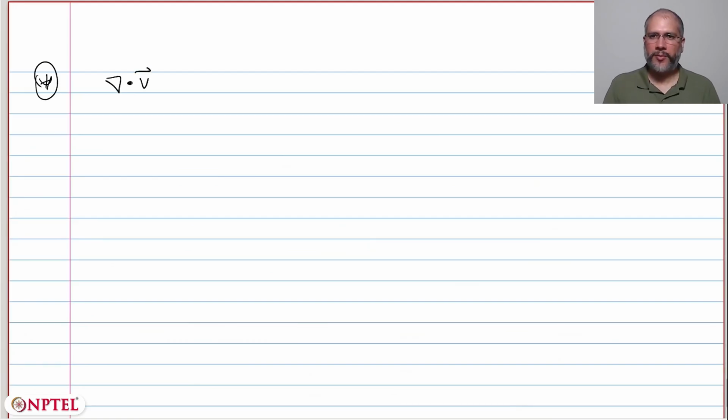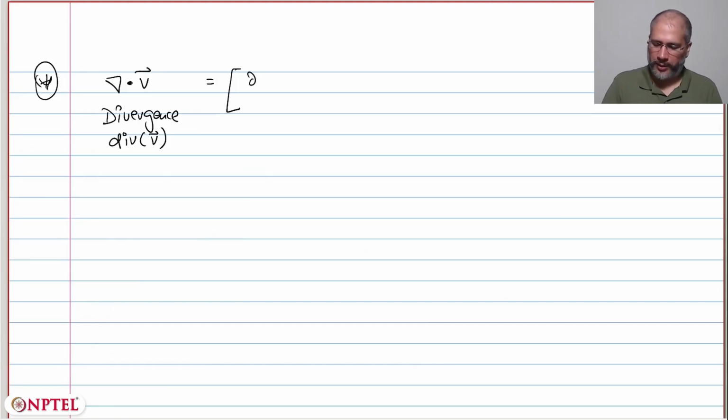So we write the divergence of a vector v as the grad operator dotted with a vector v. This is called the divergence of v, or sometimes written as div of v. By the way, grad sometimes is written as grad of phi. So let us see what this divergence means. Divergence is like a dot product between two vectors. So we write the first vector dotted with the second vector. Although the first vector is an operator, it is still a vector operator.